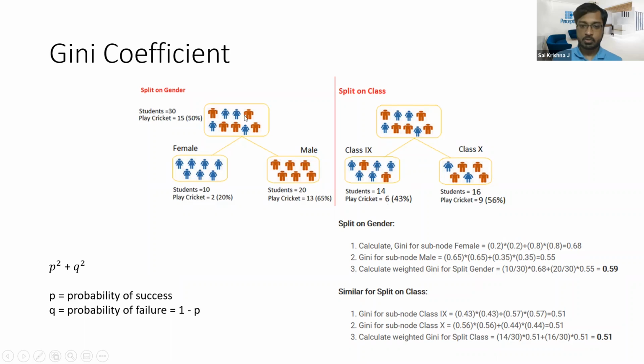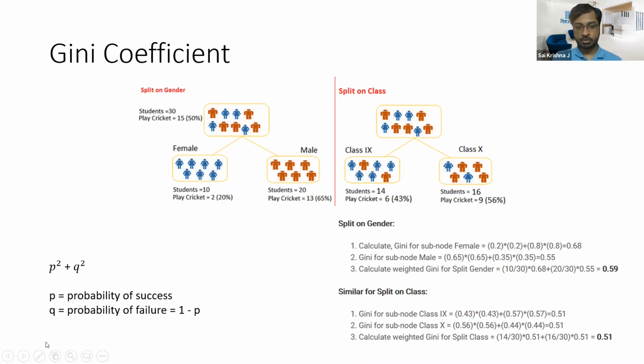Okay. So given this data, we need to determine which is the right variable out of these two to achieve that split. So whether we should split based on gender, or whether we should split based on class.